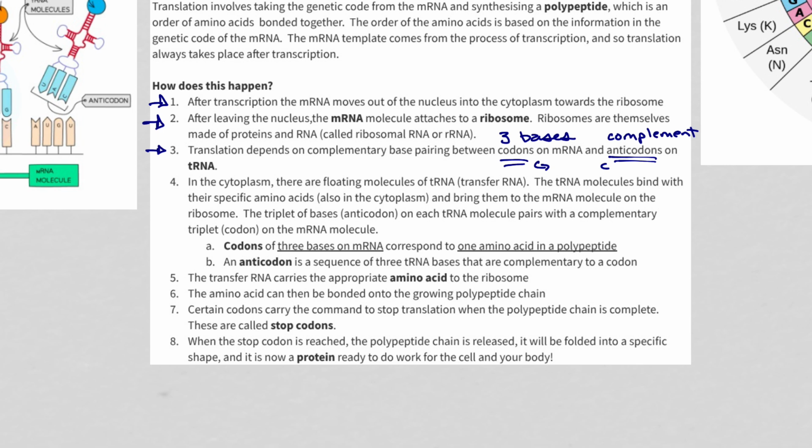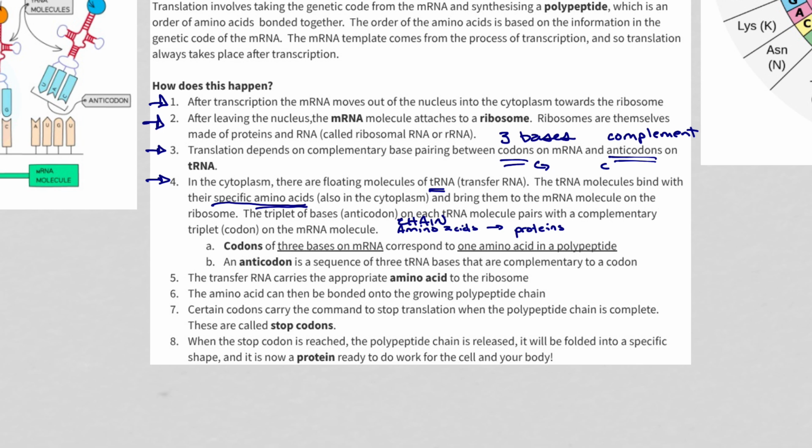In the cytoplasm, there are floating molecules of something called tRNA. And those tRNA molecules are attached to specific amino acids. Take a pause really quick. Remember that amino acids are what make up proteins. Specifically, when we chain amino acids together, we end up with what's called a protein.